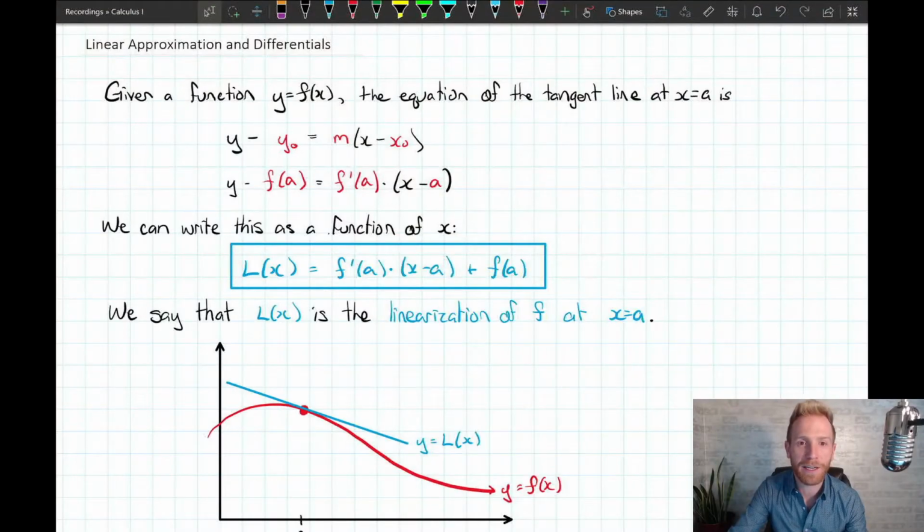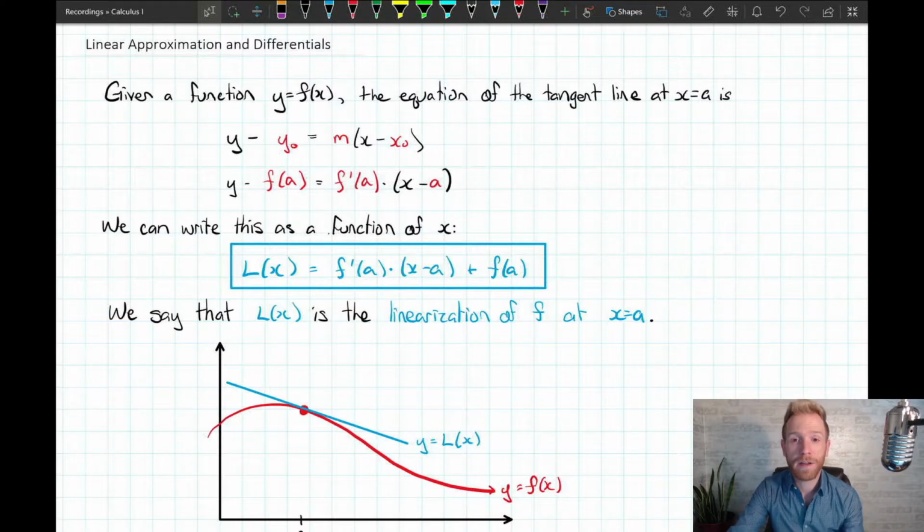So let's take a look here. What are we talking about when we're looking at linear approximation? Well, if you take a function y equals f of x, we can find the equation of the tangent line using point slope form. y minus y naught equals m times x minus x naught.